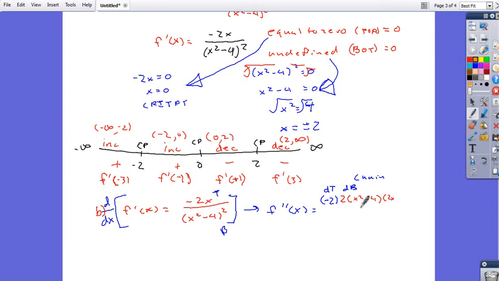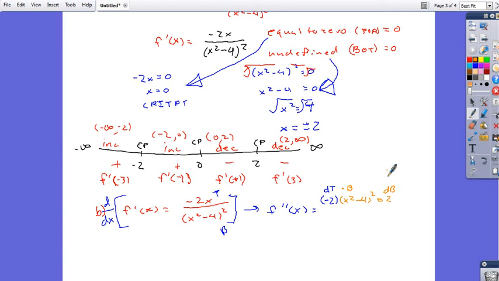Alright, derivative of the top times the bottom minus the derivative of, oh my goodness, I just messed that up, didn't I? I'm so sorry. That's the derivative of the top times the bottom. Oh my goodness. Times the bottom. So x squared minus 4 squared minus, now the derivative of the bottom, chain rule.